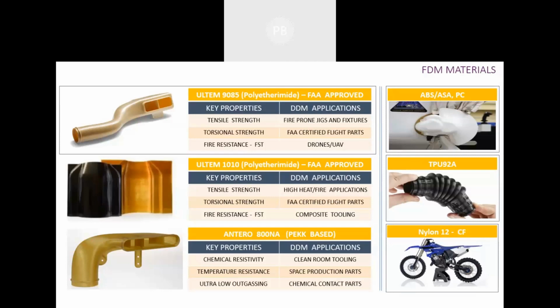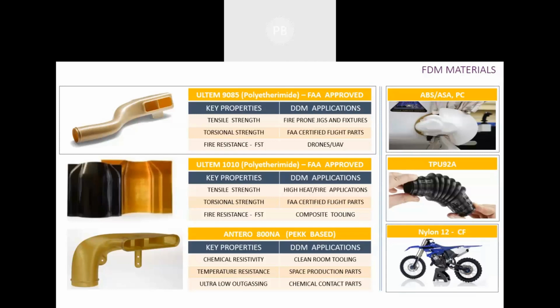ASA is also the same as ABS, and the mechanical properties are very much the same. ASA is a very good material for UV protection. If your part has to be kept in open sunlight, or has to go through UV light curing, ASA has very good properties which can withstand that UV light and temperature, when a part is put outside in day-to-day life under open sunlight. So ASA is one of the materials.